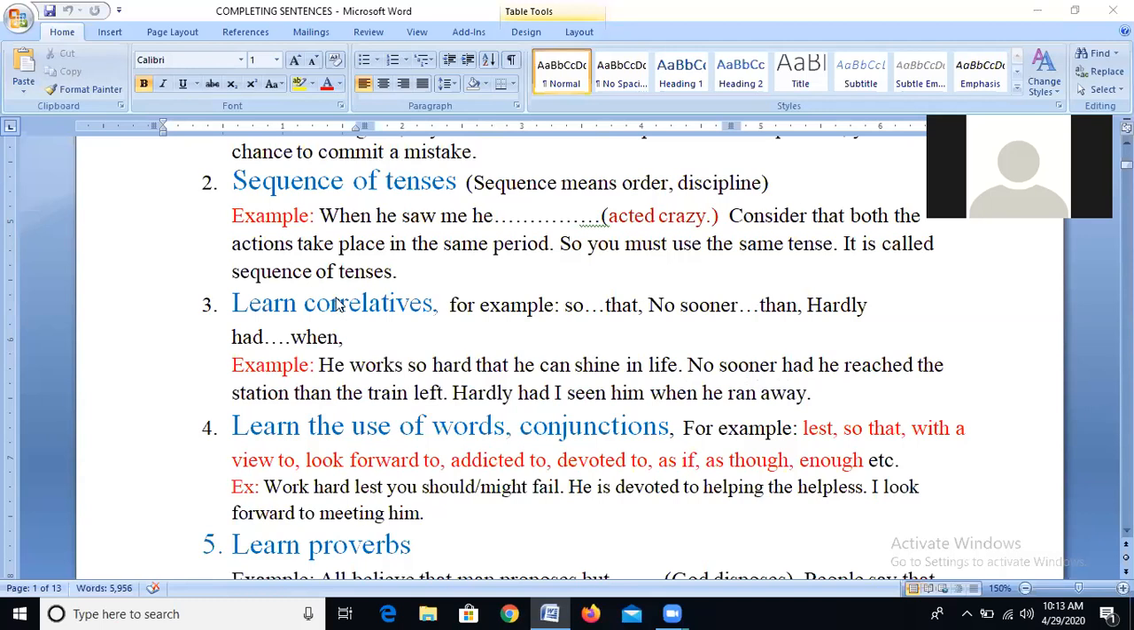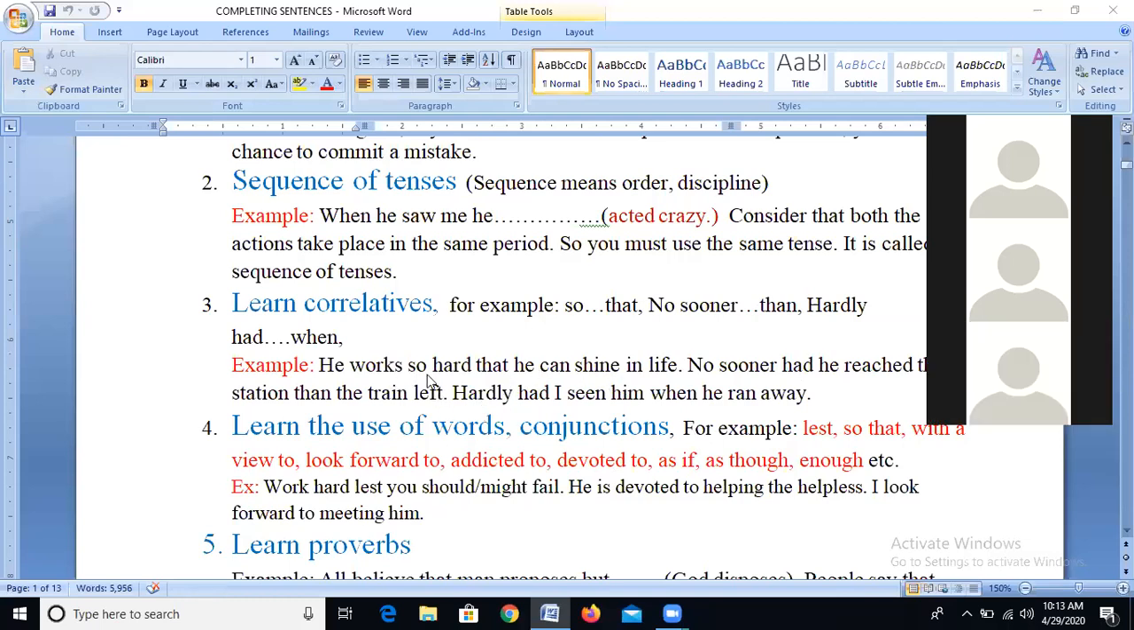Sir, we cannot understand what you say. Yes, we understand nothing. So, no sooner starts. Sir, we don't understand. You don't hear me? No, sir. You don't hear me? No, sir.